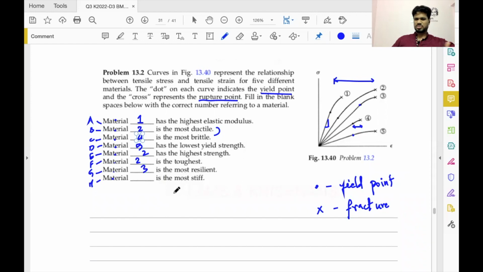Finally, which material is the most stiff? 1. Yeah. Be careful about 2 things. For ductility and brittleness, always look at the distance between the yield point and the fracture point. And for toughness and resilience, toughness is the area under the entire curve, while resilience is the area only till the first point.